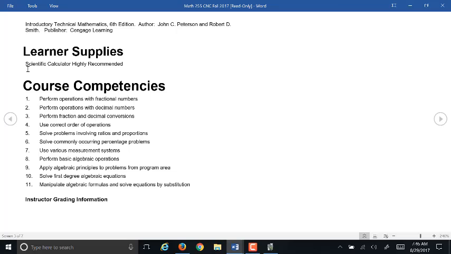Walmart should have them, Shopko, Office Max. Walmart's usually the cheapest place. Other places are $1 or $2 more for it.